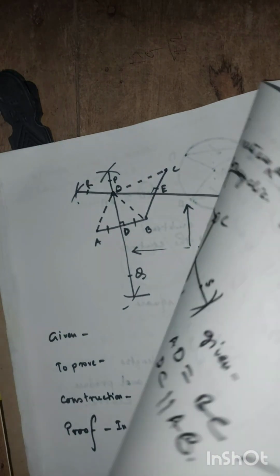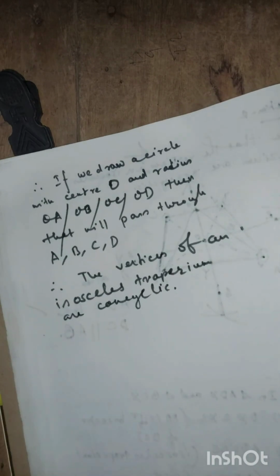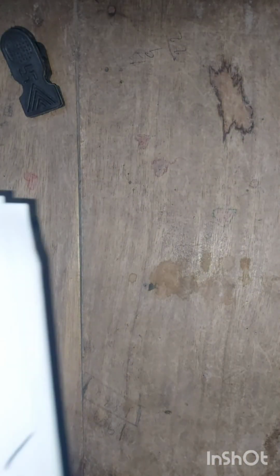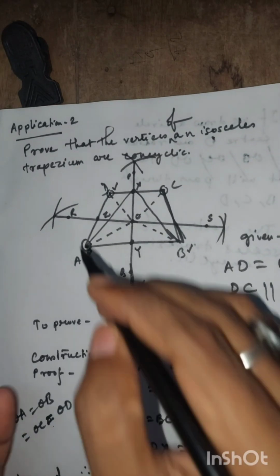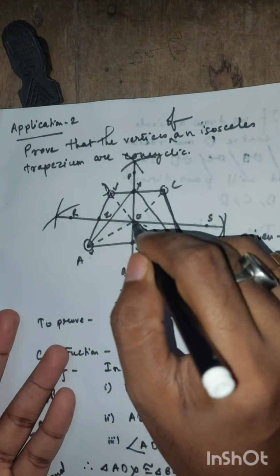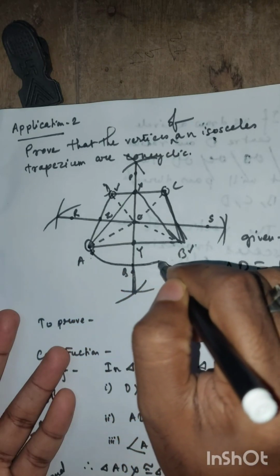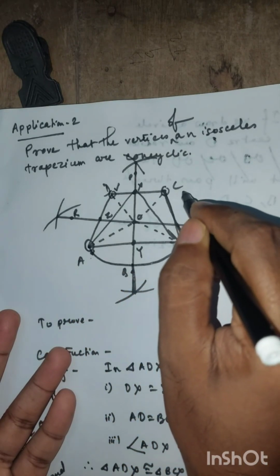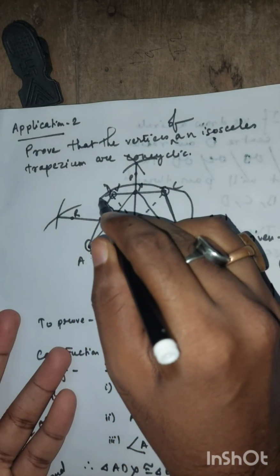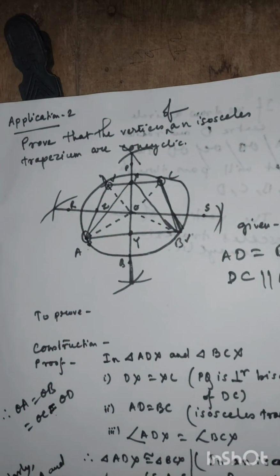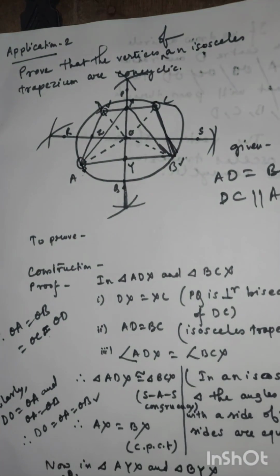I hope it is clear to you and you are able to understand it properly. Now, if we draw a circle, let us say taking the radius OA, it will pass through all these points. Okay, I hope this question is clear to you.